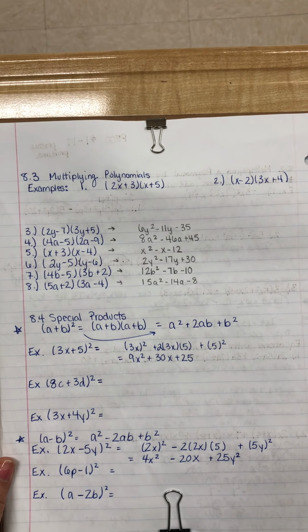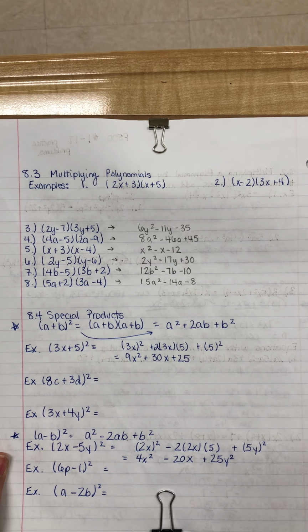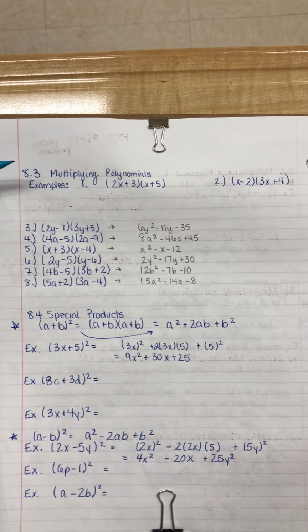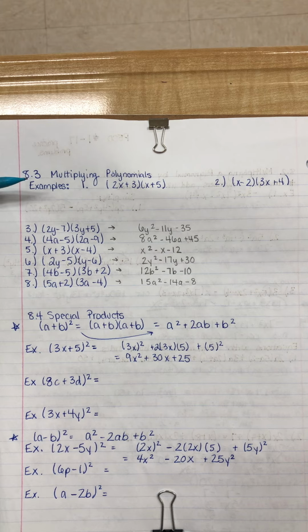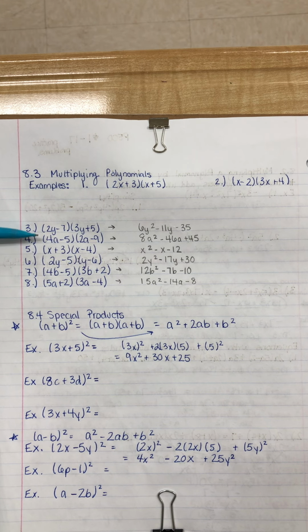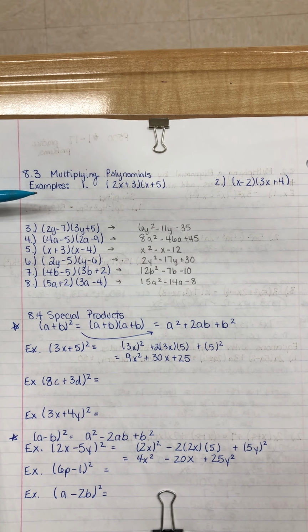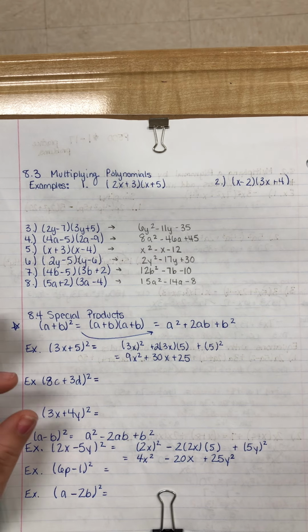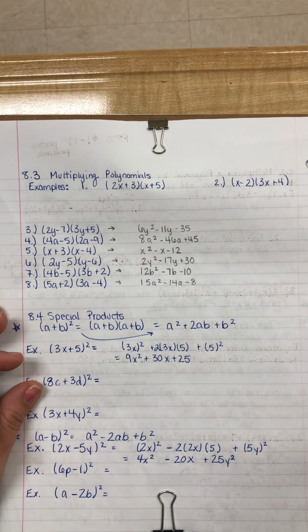Okay, now this first section is 8.3. Now 8.3 is just one topic, and it is called foiling. You learned it in middle school, okay? And I'm going to show you a couple different ways to do it. See if it helps you, okay?